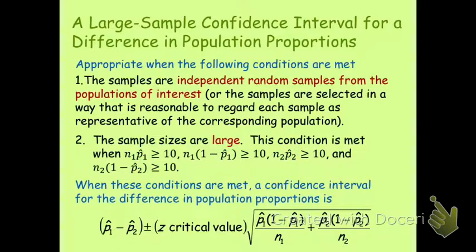The formula for confidence intervals is this right here. It's the same thing, but now you're finding the difference in P hat. We still call this our point estimate.